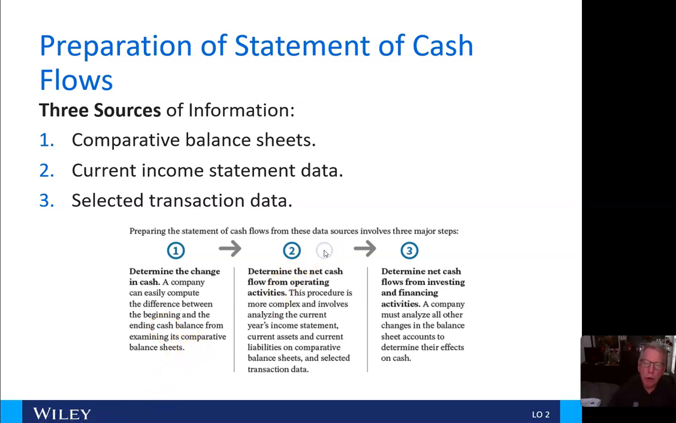Number 2, determine the net cash flow from operating activities. This procedure is more complex and involves analyzing the current year's income statement, current assets, and current liabilities on comparative balance sheets, as well as finding some selected transaction data. And finally, number 3, will determine the net cash flows from investing and financing activities. A company must analyze all other changes in the balance sheet accounts to determine their effect on cash.